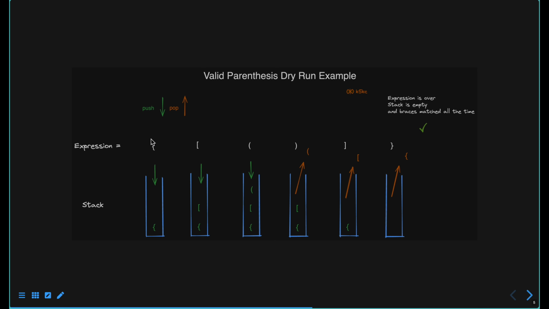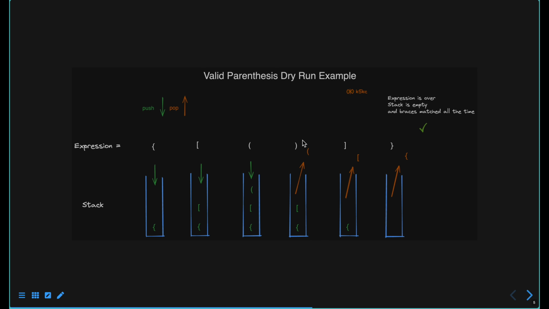So when we get an open curly brace, we will actually put it into the stack. So this is called push operation. Then we again get a square bracket. Then we again push it into the stack. Then we get an open parenthesis. Then we again push it to the stack.